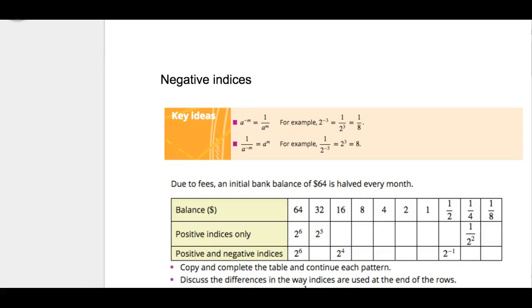All right, in this example, we're looking at negative indices, and you've actually seen negative indices before when we did scientific notation. So remember I said when you are dealing with a very small number, you have a negative power. Okay, so you can see here the key idea is your base to a negative power, so a to the negative m is the same as 1 over a to the m.